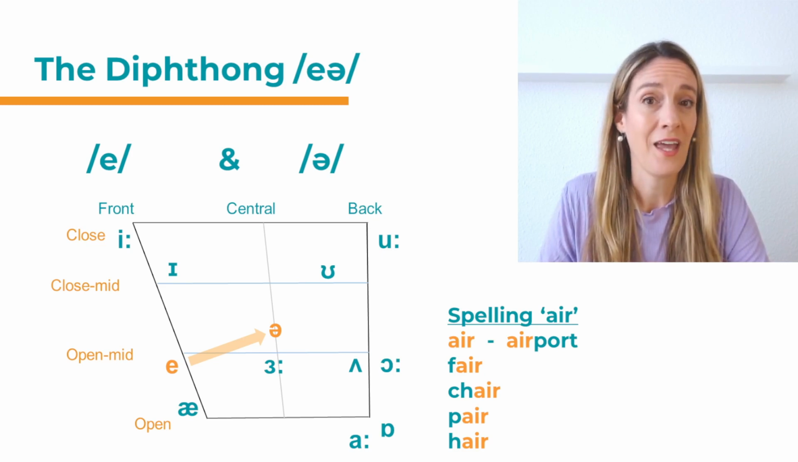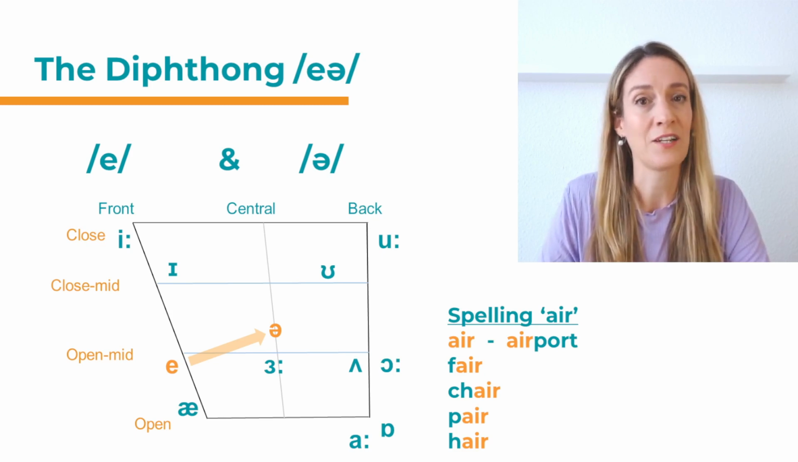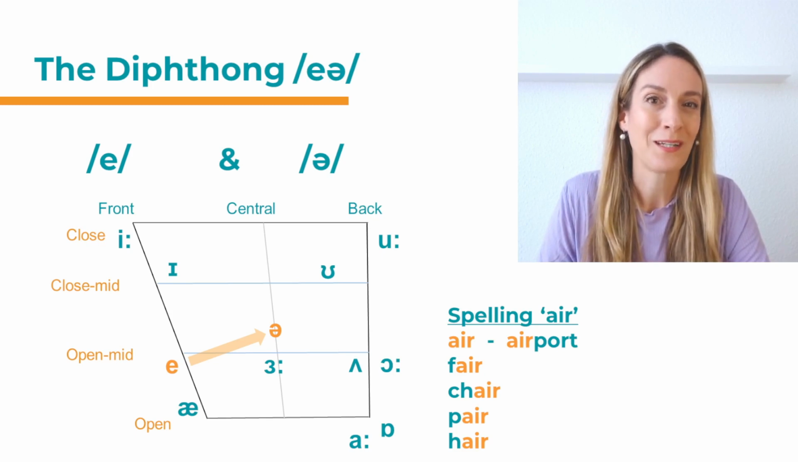Then we have fair, chair, pear, or hair. I always try and use example words that are very common and relatively simple, because I hope that you know these words, and so the sound is a little bit less unfamiliar to you, because I'm sure you have heard these words before. All of them spelled with A-I-R, and all of them have the air sound.